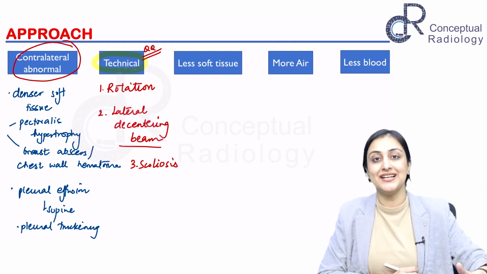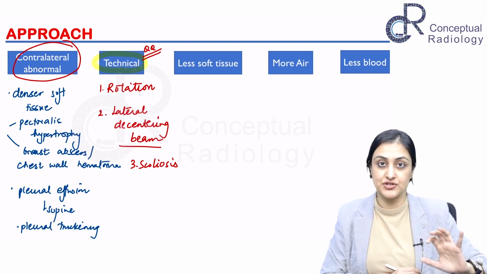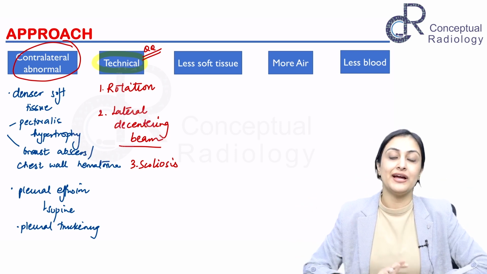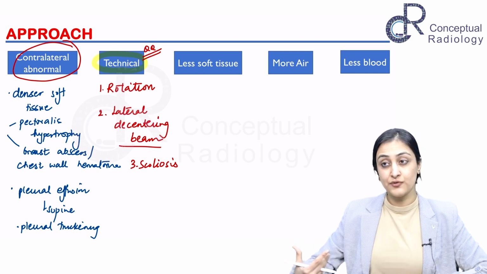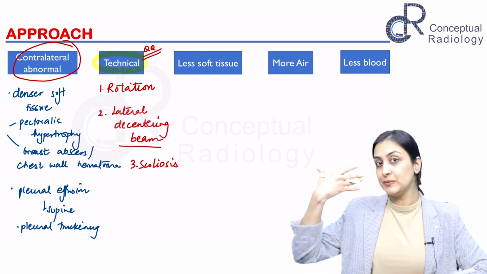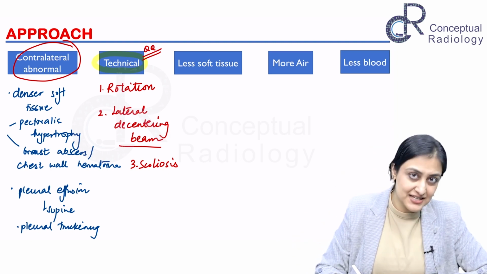First, is the contralateral side more dense, and that's why it's looking hyperlucent, or is there a technical reason for it? If not, now I have to compartmentalize to either that side having less soft tissue which is attenuating the beam, and that's why it's appearing hyperlucent. So that's the first scenario, the easiest probably.